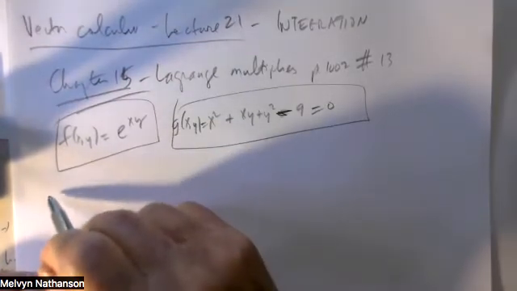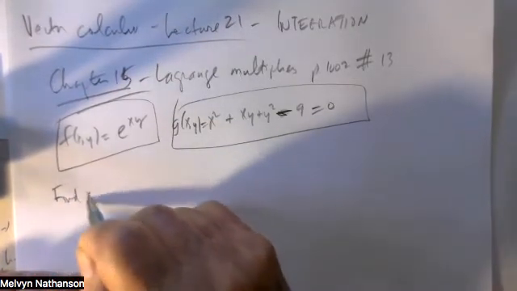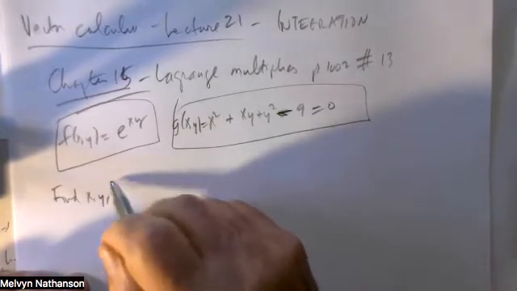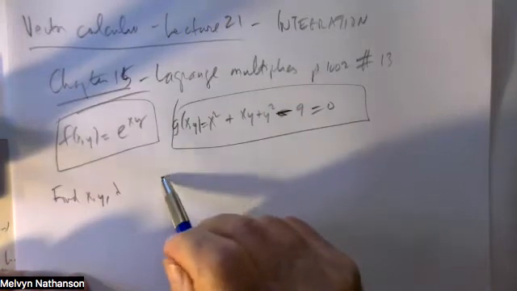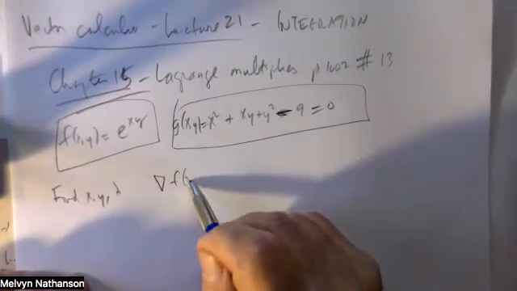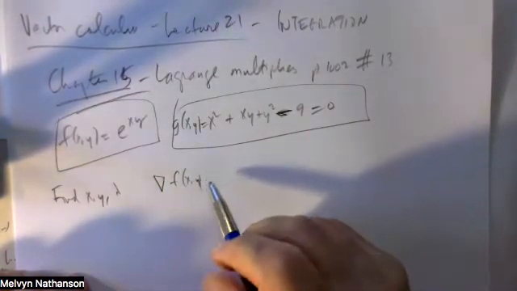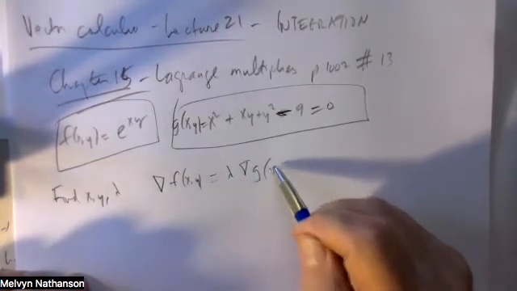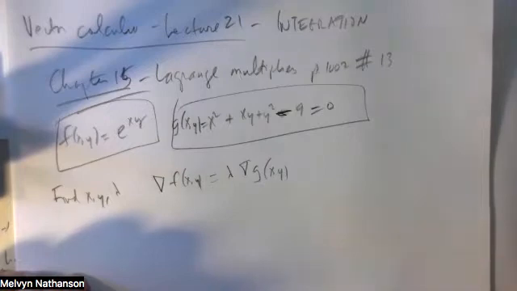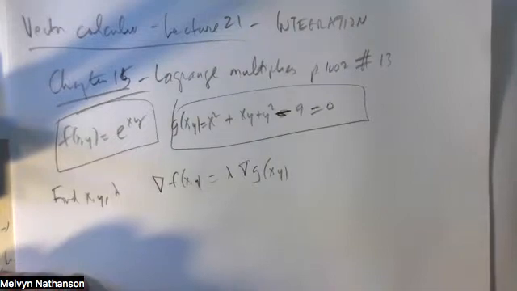So we look for points x, y, and numbers lambda. The lambdas are what are called the Lagrange multipliers, such that the gradient of f at x, y is lambda times the gradient of g at x, y, right? That's the condition for finding a local maximum or a local minimum of the function.